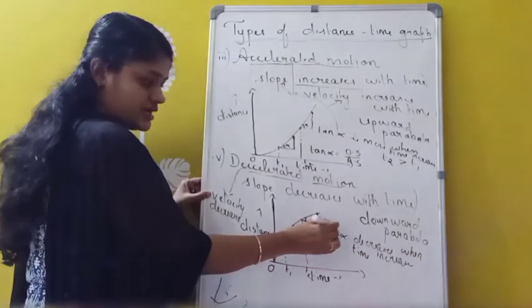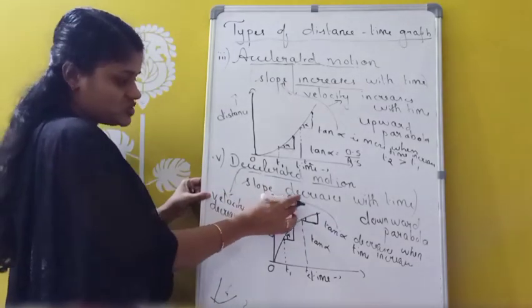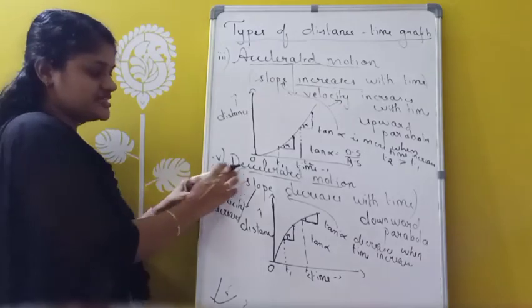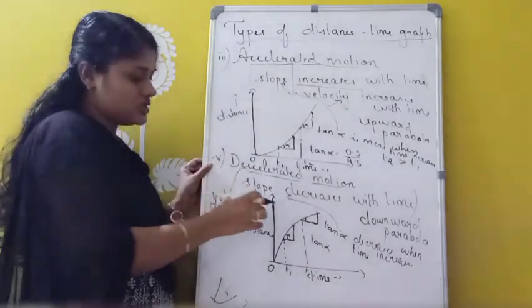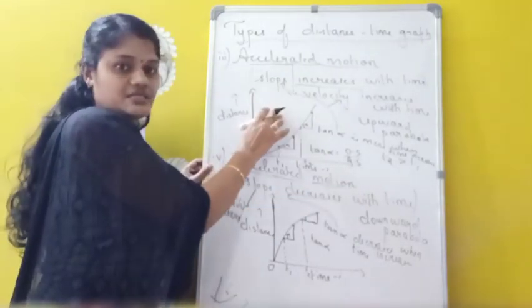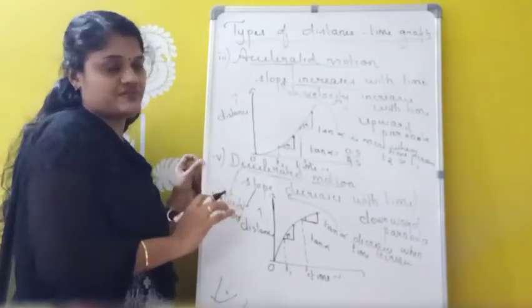So whenever tan alpha is decreasing, slope is decreasing. And whenever slope is decreasing, velocity decreases. And that is called decelerated motion. That means velocity is decreasing with respect to time. So slope is also decreasing with respect to time. But here in the case of accelerated motion, slope is increasing. So velocity is also increasing with the time.